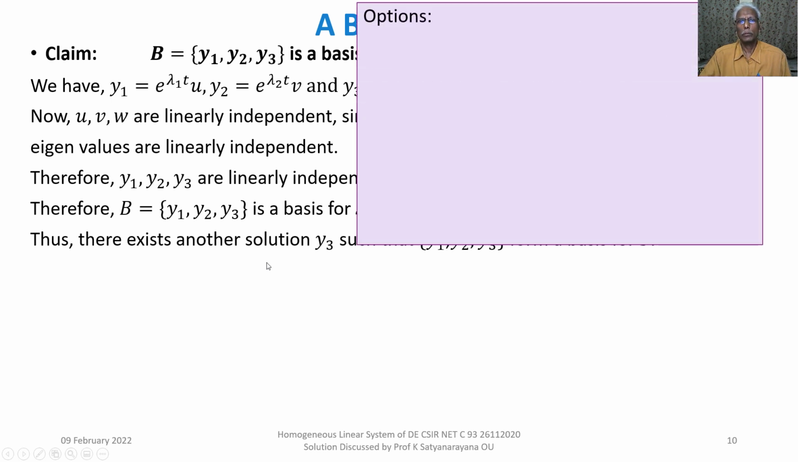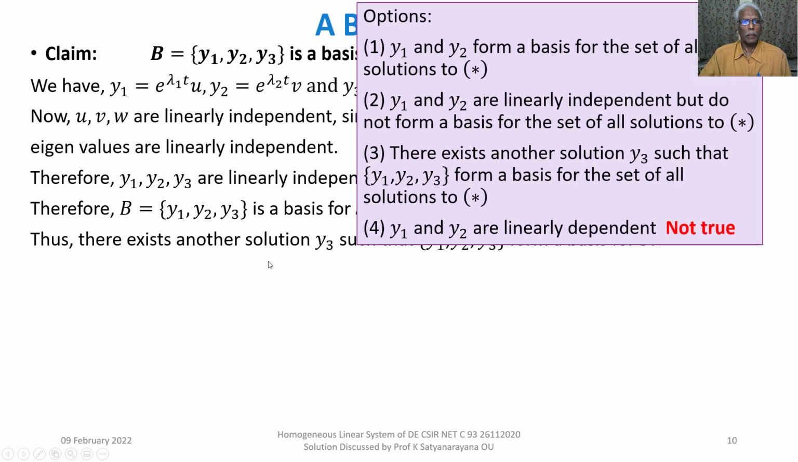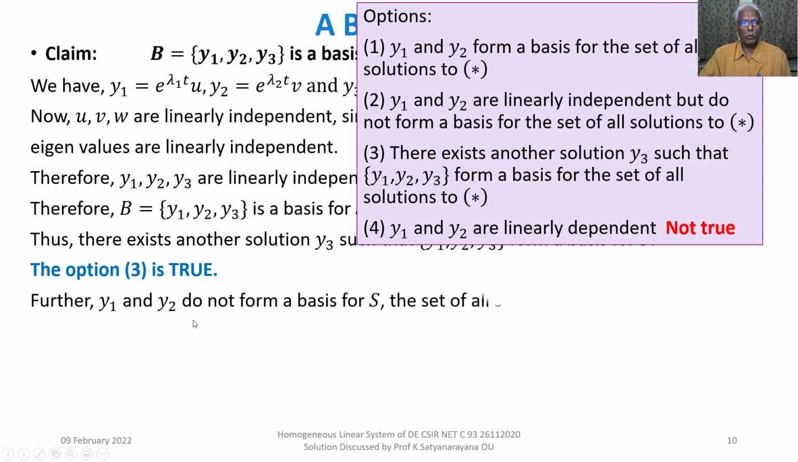Let's look at the options. In these options, option 3 says there exists another solution y3 such that the set y1, y2, y3 forms a basis for the set of all solutions to star. That is, it forms a basis for S. So option 3 is true. Further, y1 and y2 do not form a basis for S. Why? We need three solutions to form a basis. These two cannot form a basis for S.